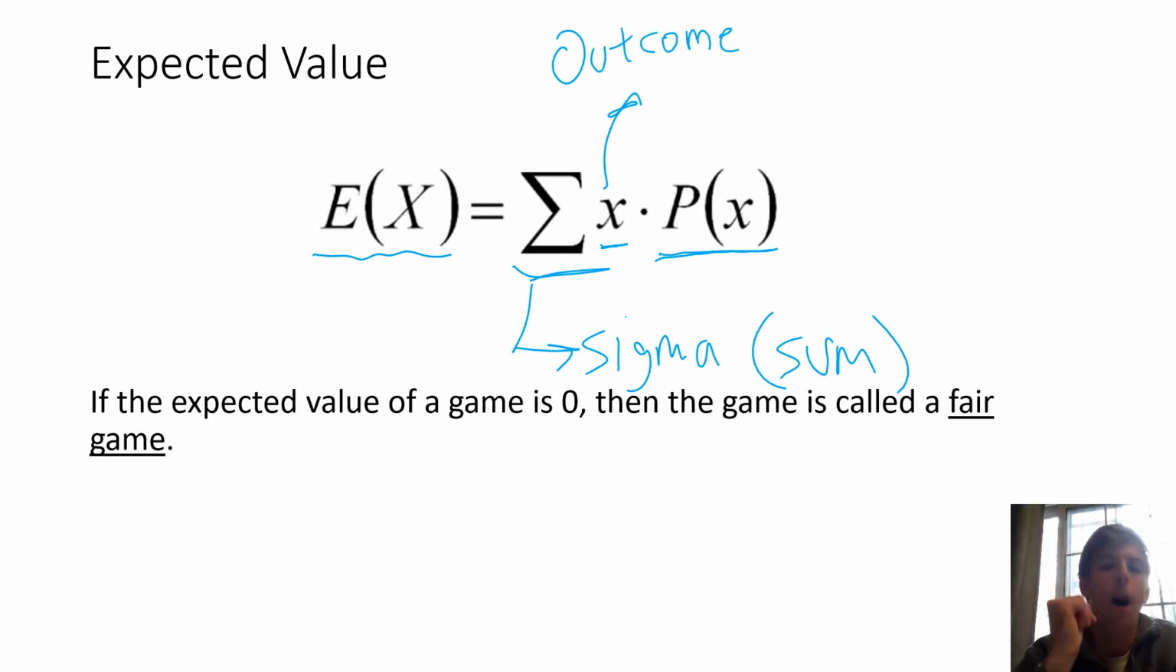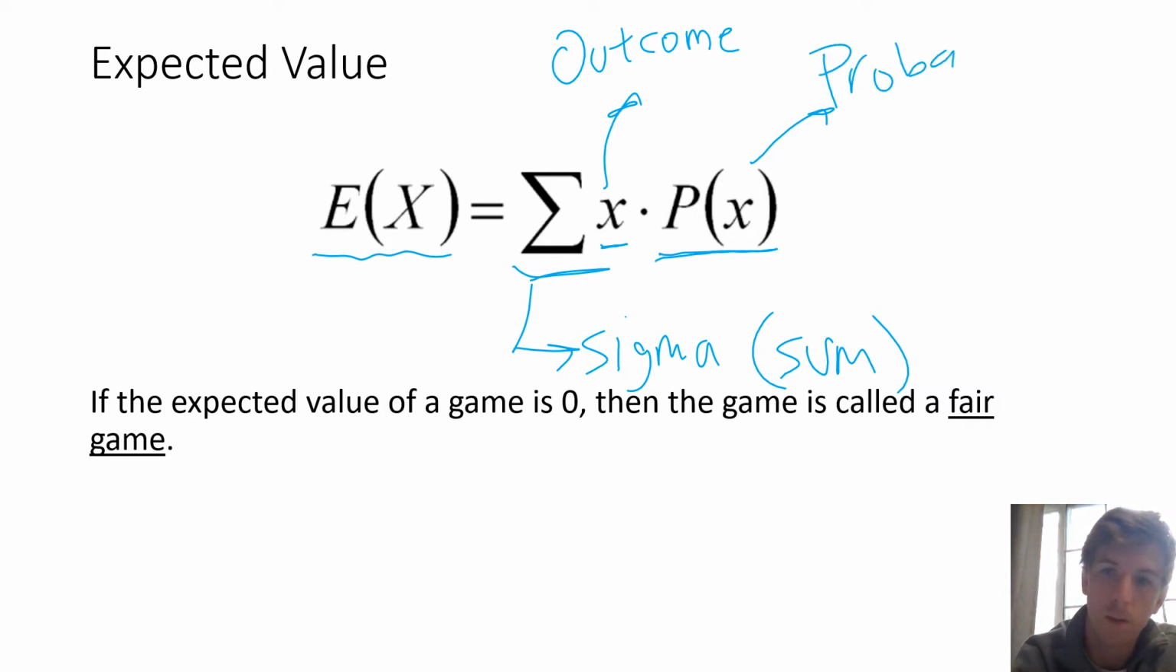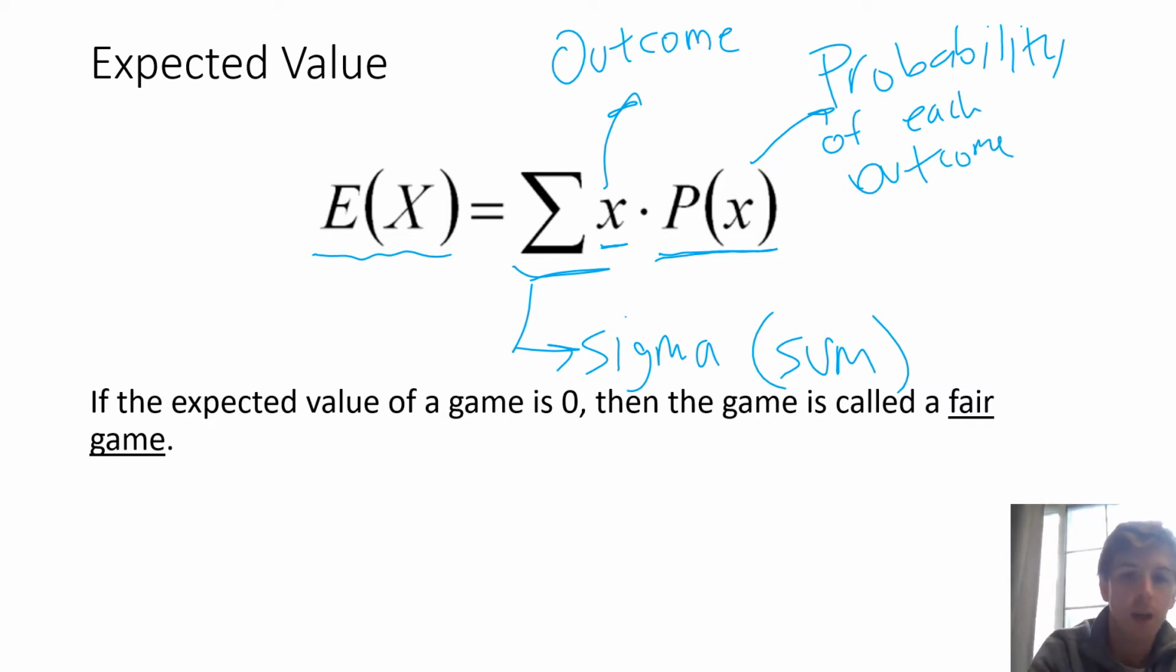And so in our case, in most of these examples, those are going to be payoffs. So you're winning $2, you're losing $100, who knows? And then p of x is just going to be the probability of each outcome. So what it's really going to look like is something like this.